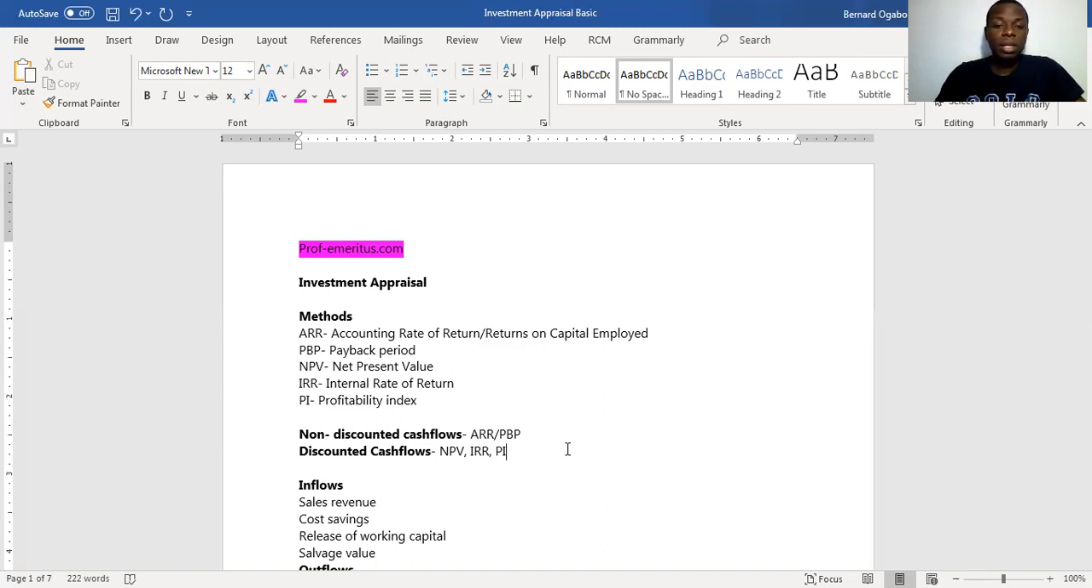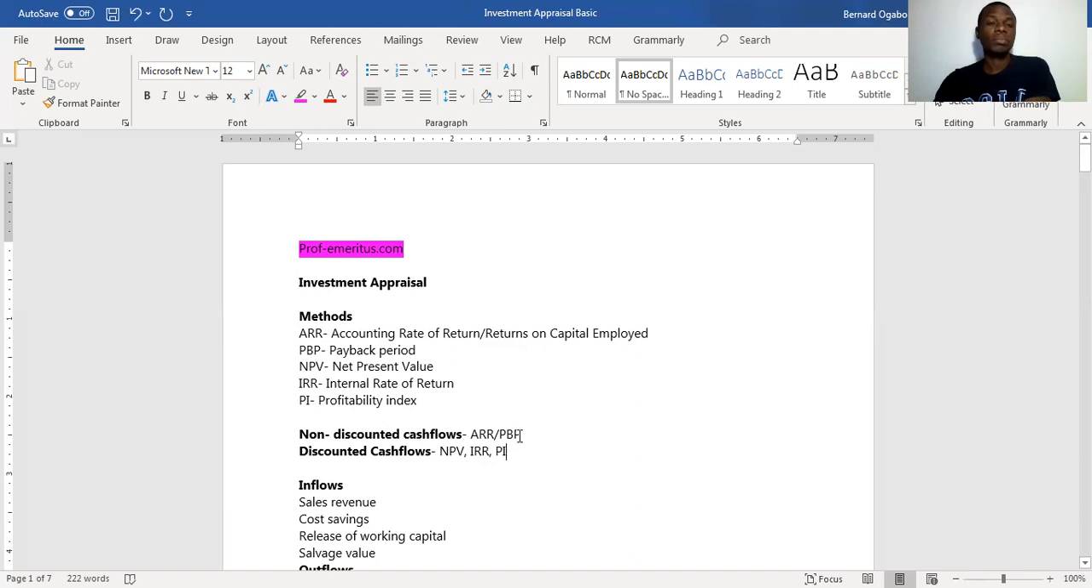These non-discounted cash flow methods look at it as if the value of $1 today is going to be like the value of $1 tomorrow. So they don't care about the effect of interest rate, for instance, or the effect of inflation. And the methods under this category are the accounting rate of return and the payback period.